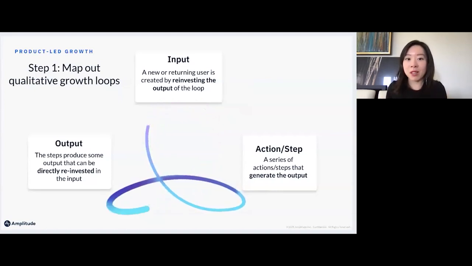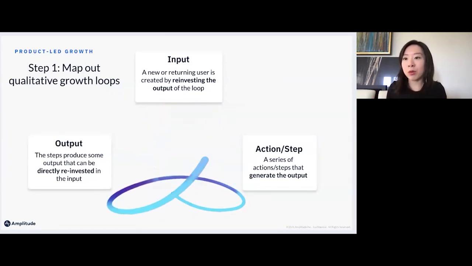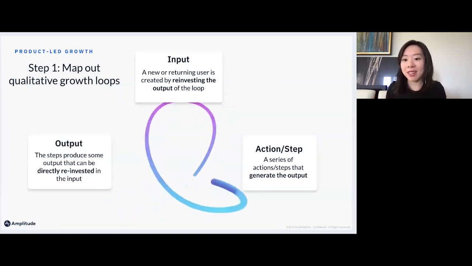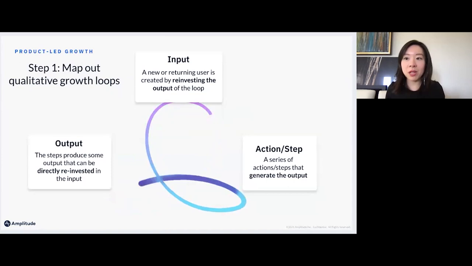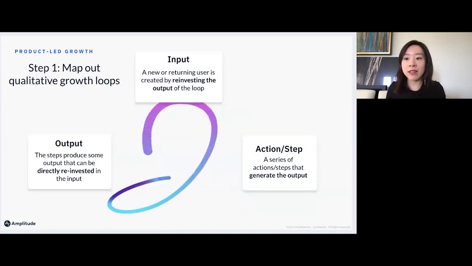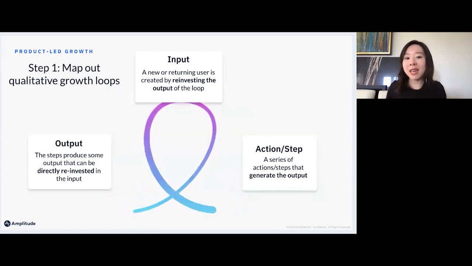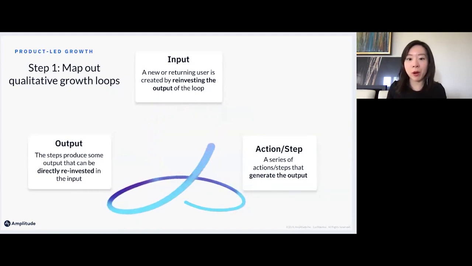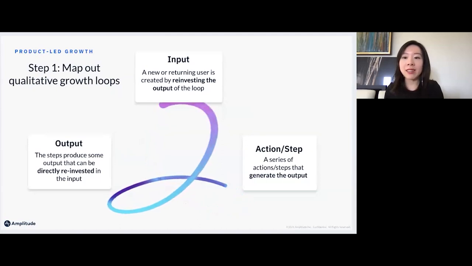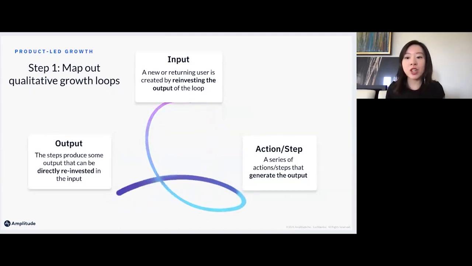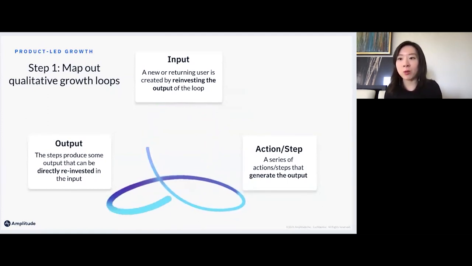Step one of this process typically is thinking about qualitatively what types of growth loops, if any, already exist today. For example, you may already have an invitation flow in your product where existing users can invite others that are not part of the product already. So you may already have a viral growth loop for your product. Or you may have certain sharing features within your product that enable content to be shared with non-users externally that could have an acquisition impact for your product as well.